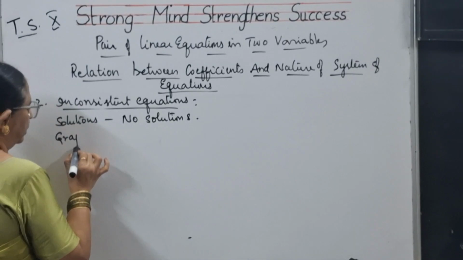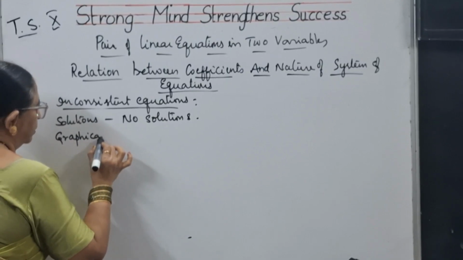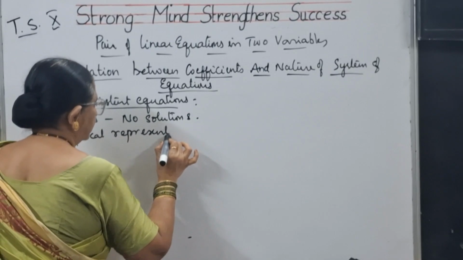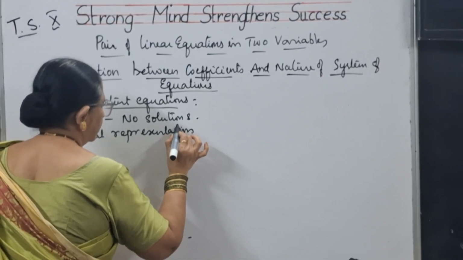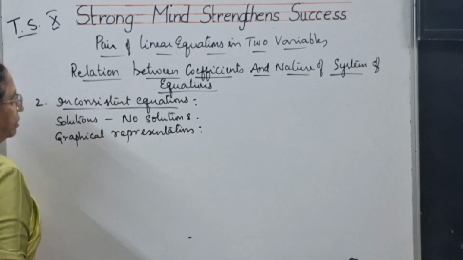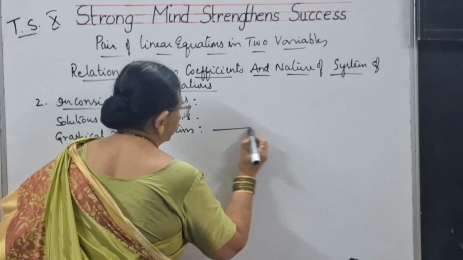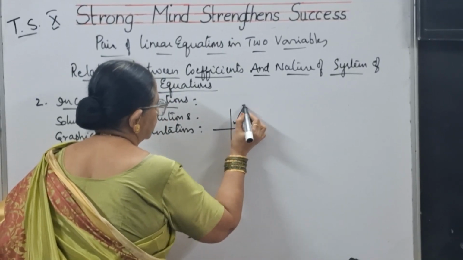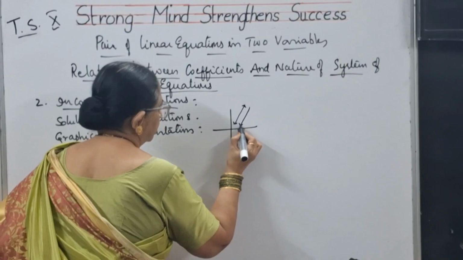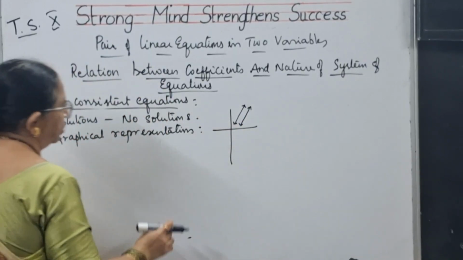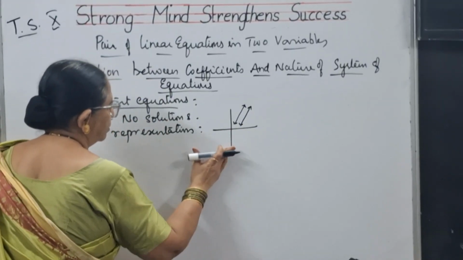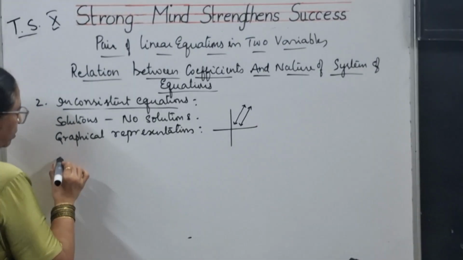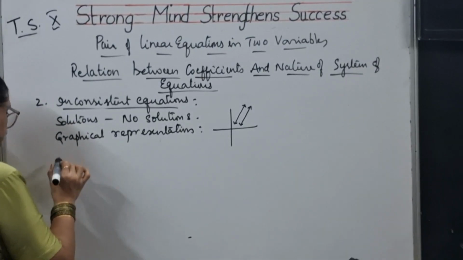Then, if you write the graphical representation, you will be getting two parallel lines like this. The lines are parallel. Graphical representation: parallel lines. And then you have got the relation.